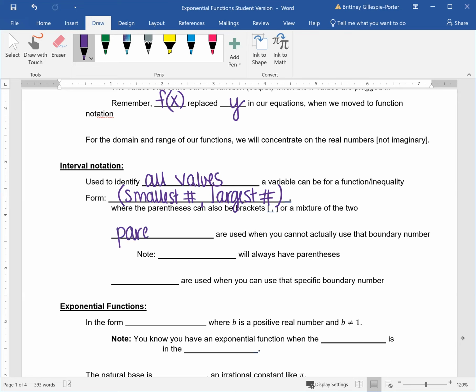Parentheses are when you cannot actually hit the value or use that boundary number. Your positive and negative infinities will always have parentheses, whereas brackets are used when you can actually reach that number. You can actually plug it in to your function.